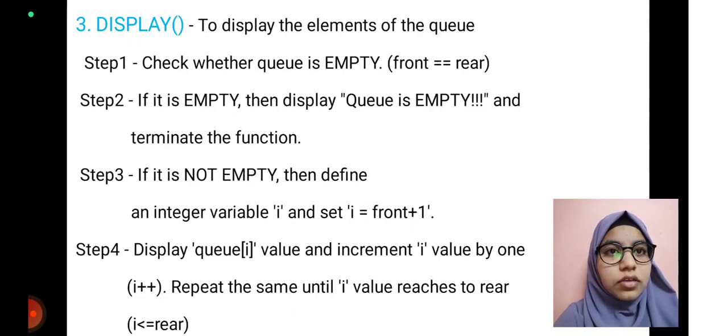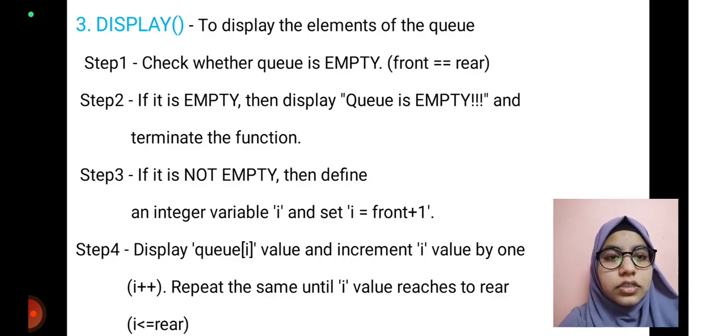Next, display. To display the elements of the queue, these are the steps. Step 1, check whether the queue is empty, that is front equal to rear. Step 2, if it is empty, then display queue is empty and terminate the function. Step 3, if it is not empty, then define an integer variable I and set I equals to front plus 1. Step 4, display queue of I value and increment I value by 1, I plus plus. Repeat the same until I value reaches rear, that is I less than or equal to rear.